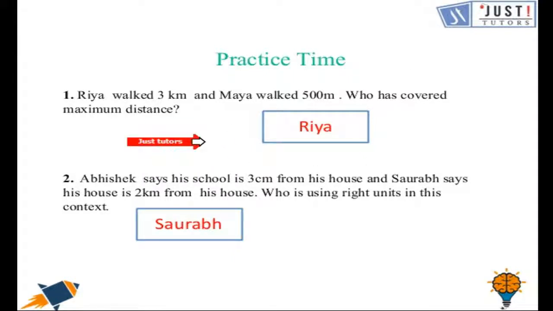So in question number 1, Ria walked 3 kilometers and Maya walked 500 meters. So 3 kilometers is the same as 3000 meters. So definitely Ria has covered the maximum distance. And in question number 2, Vishek says that his school is 3 centimeters from his home. Saurabh says that his school is 2 kilometers from his home. And we have learned that we use kilometers as a unit for large distances. So that means Saurabh is using the right unit in this context. Well, that's amazing. Congratulations if you've got all correct.